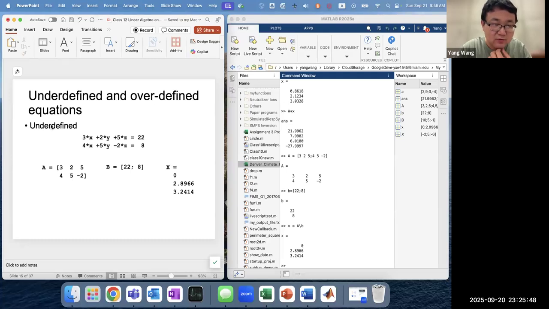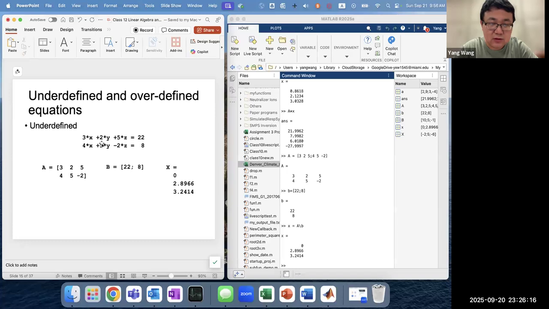So basically, if it's an underdefined equation, MATLAB will always set the first unknown, or the first variable, to be 0. Okay, so it's not going to set it to be 1. If it realizes that this set of equations is underdefined, it's always going to set the first variable to be 0. So you can see that if we set this variable to be 0, then you sort of compress or downgrade this equation into two equations, two unknowns, right?